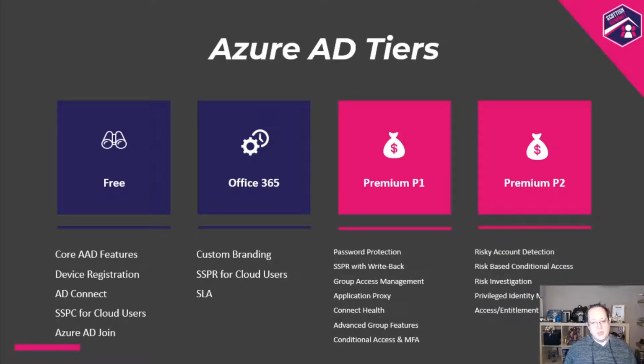You can use self-service password change, or SSPC, for cloud users. So you can have an interface for your users who are created in Azure Active Directory to come in and change their password. This is for users who actually know their password and want to reset it. It's not a password reset function, which is another feature that's offered in a paid version. This is a password change, and it's only for cloud users, so users that have to be created in Azure Active Directory. If they were synced from on-prem using AD Connect, you don't have that option.